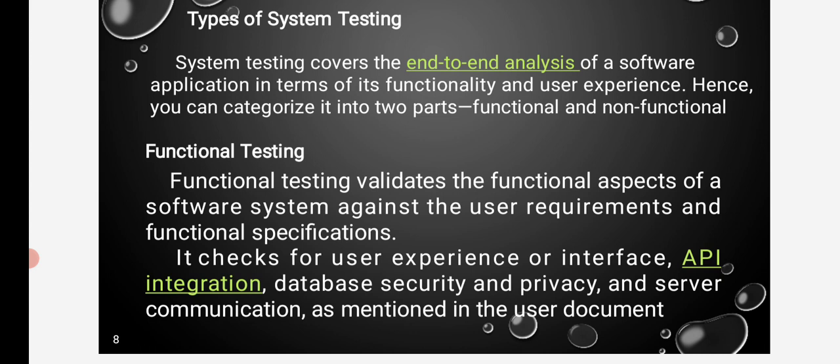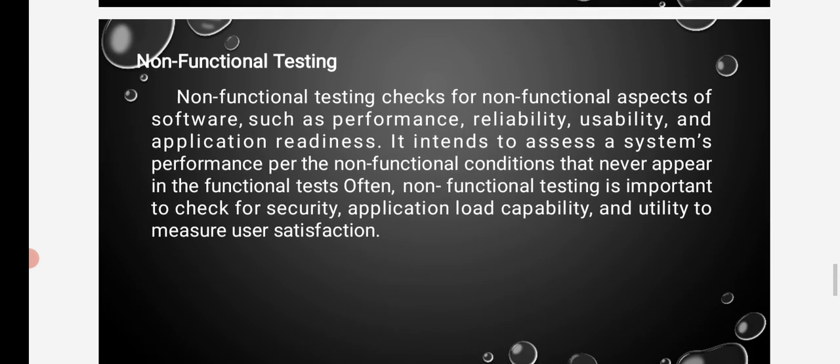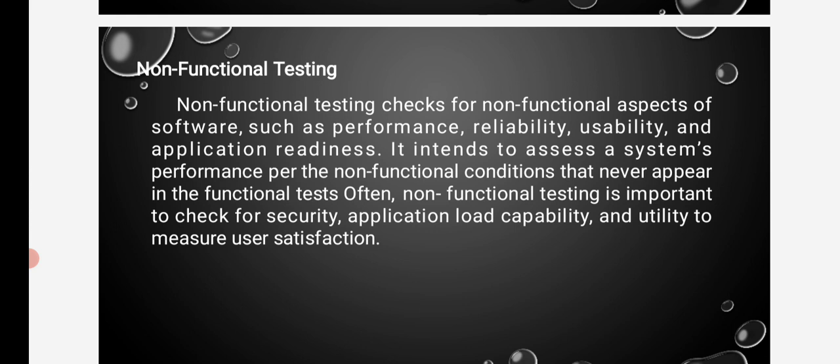The types of system testing. System testing covers the end-to-end analysis of a software application in terms of its functionality and user experience. Hence, you can categorize it into two parts, that is functional and non-functional. Functional testing validates the functional aspects of the software system against the user requirements and functional specification. It also checks the user experience or interface, API integration, databases, security and privacy, and server communication as mentioned in the user document.